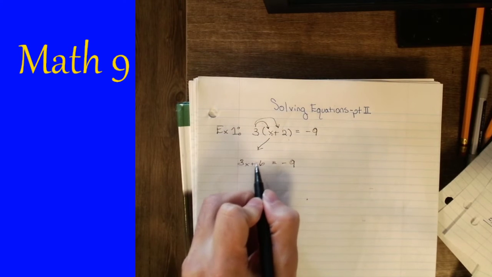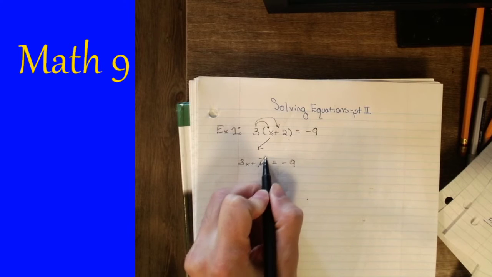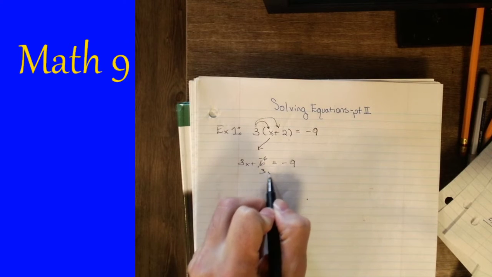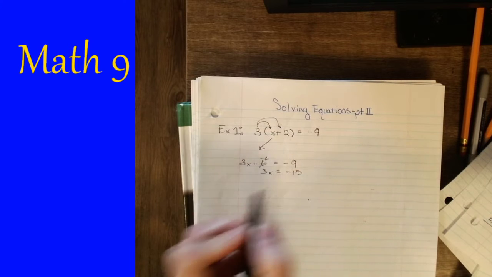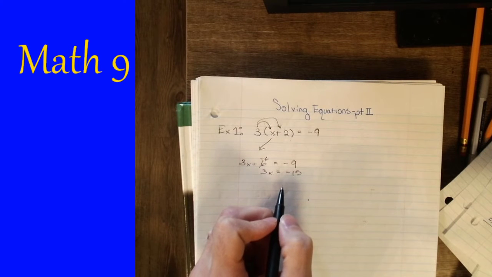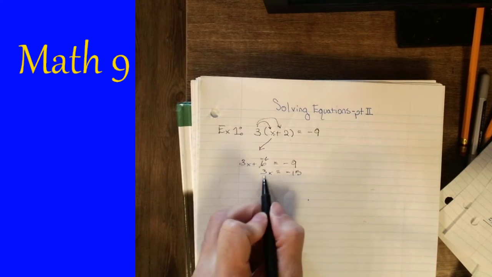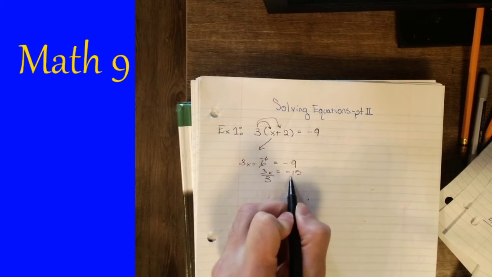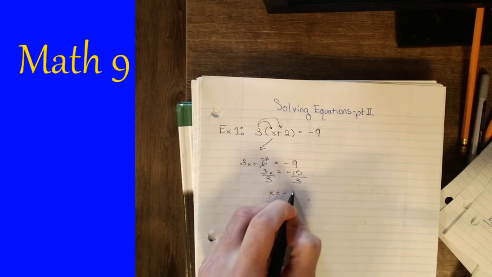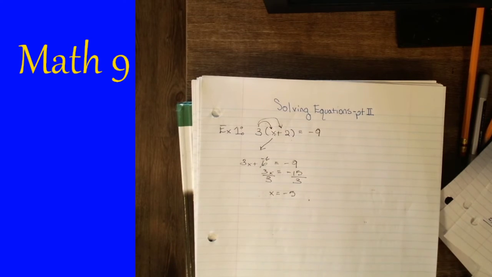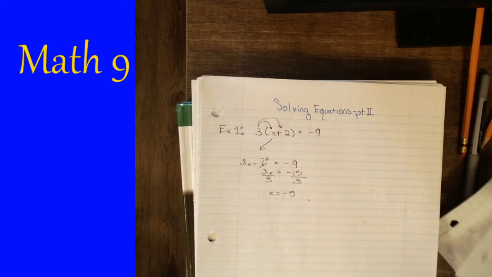After we do this, we subtract 6 from both sides. 3x would be equal to negative 15. And then finally, we divide by 3. So we get x is equal to negative 5. Now that's one way to do this equation.